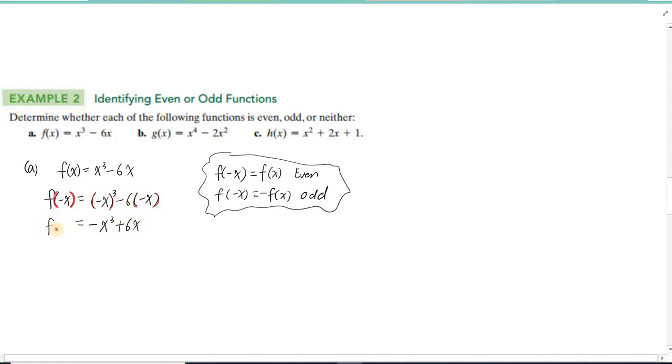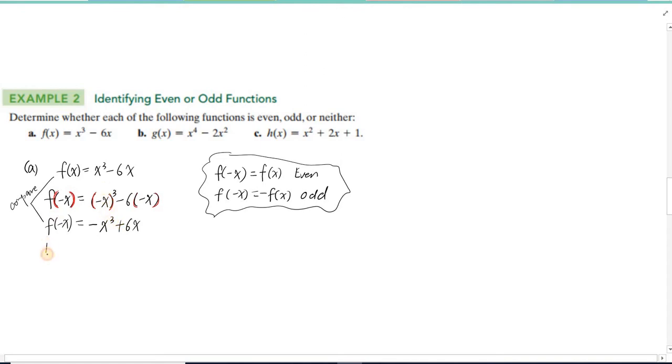So I'm going to rewrite this. f of negative x equals negative x to the third power plus 6x. Now I have this, so I'm going to compare it to f of x, because if they match, that means I have an even function. Clearly they're not matching, right? Here we have x to the third power, and here we have negative x to the third power.